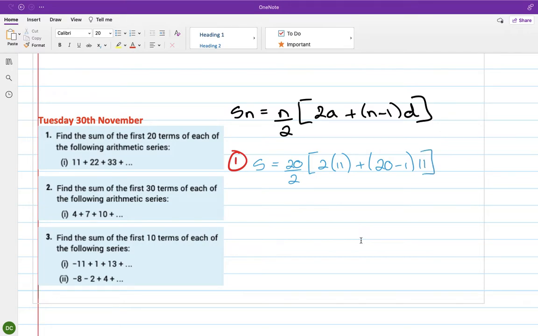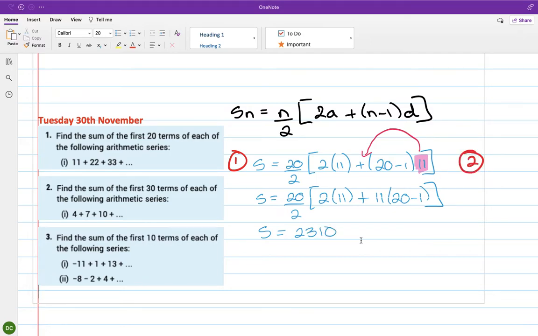Now, to type it directly into your calculator, if that's what you want to do, you need to type it in this way. So we bring this 11 to the front of this bracket, so it becomes 11 times 20 minus 1. And that should be typable. Just make sure you copy the brackets exactly. Obviously, you don't need to worry about doing square brackets, just regular brackets are fine. Bracket to bracket. So I'm getting 2310.